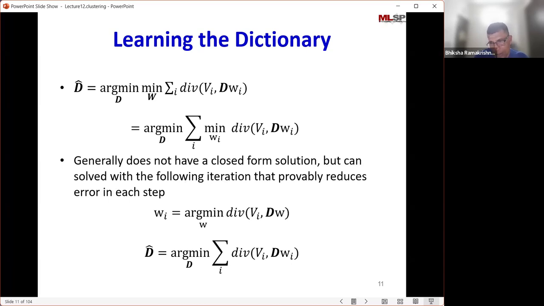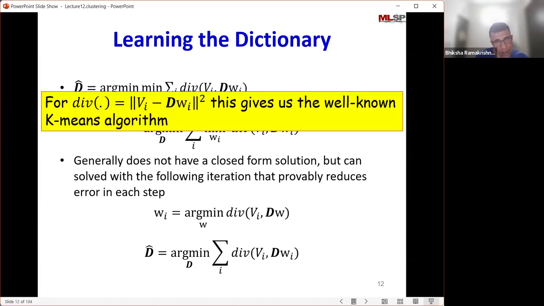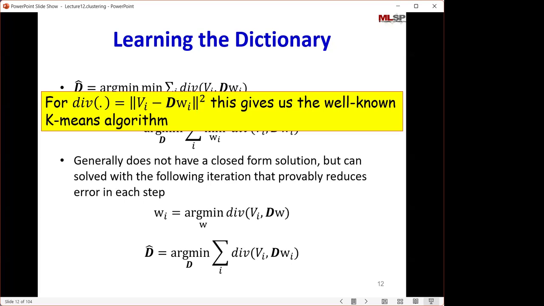Right. Now let's see how this goes. When I use the L2 divergence, this gives us the well-known k-means algorithm. Why? How do you solve this first one using my constraints? My dictionary is given, correct? So how do you solve for this one? Anybody? Guru, how would you solve for this, given the dictionary? Just take the second derivative, equate to 0.